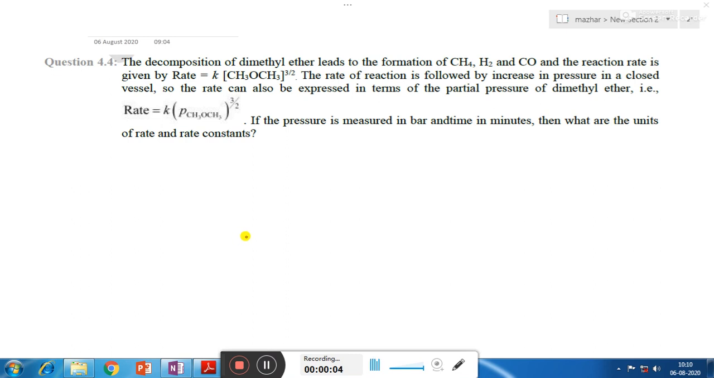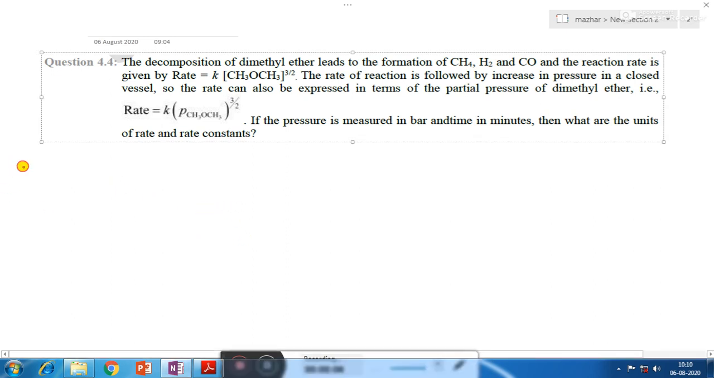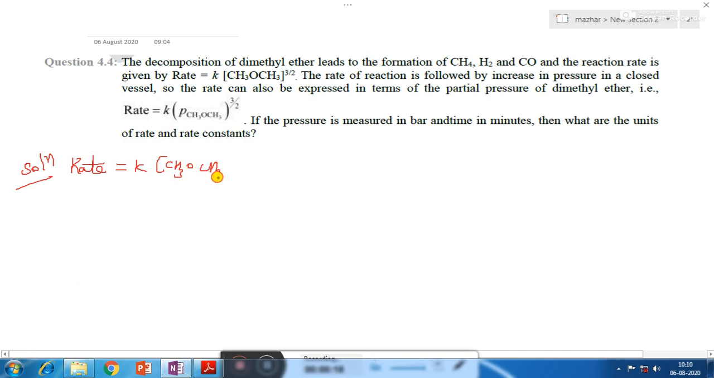Now 4.4: the decomposition of dimethyl ether leads to the formation of CH4, H2 and CO. The rate of reaction is given by rate equal to K into CH3OCH3 raised to 3 by 2. The rate of reaction is followed by increase in pressure in a closed vessel. So the rate can also be expressed in terms of partial pressure of dimethyl ether. So we can write rate equal to K into partial pressure of CH3OCH3 raised to 3 by 2.